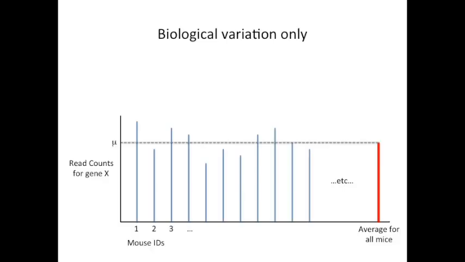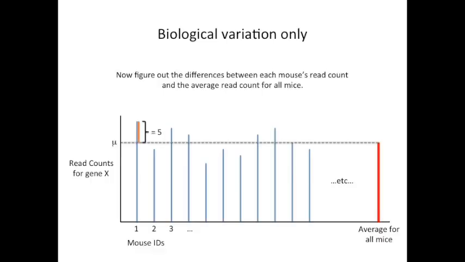Now, if we had an infinite budget and an infinite amount of time, we could sequence every single mouse on the planet and get an average for all mice for gene X. In this example, we'll use the Greek letter mu to represent the average for all mice. Now that we've calculated mu, the average for all mice, we can quantify the biological variation for each individual mouse as the difference between its read counts for gene X and mu, the average.